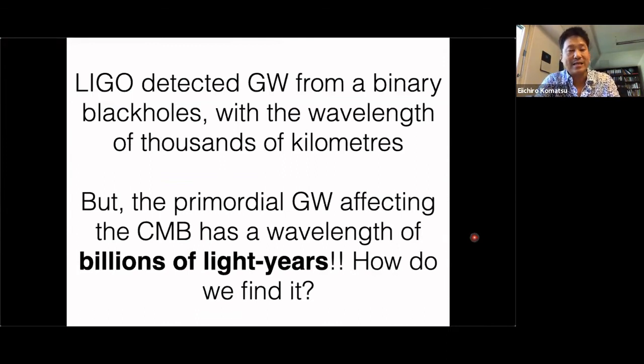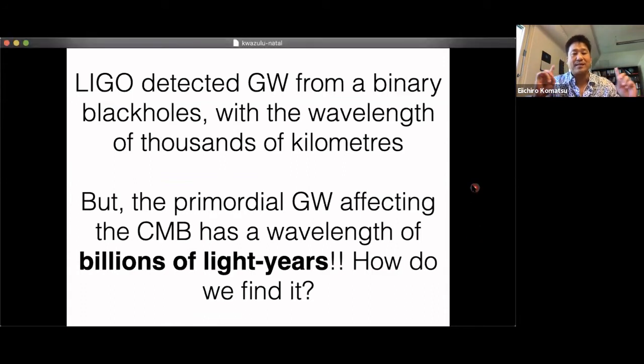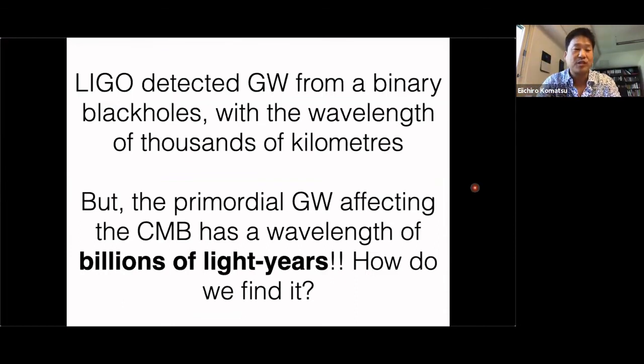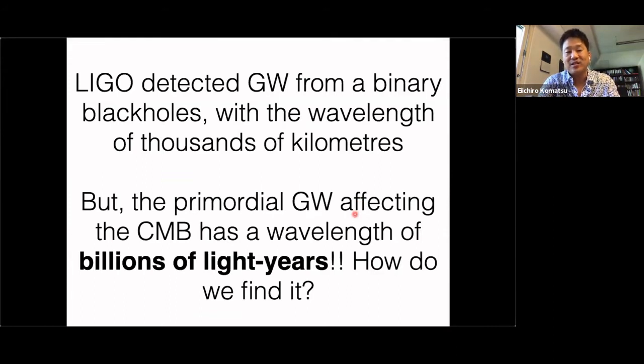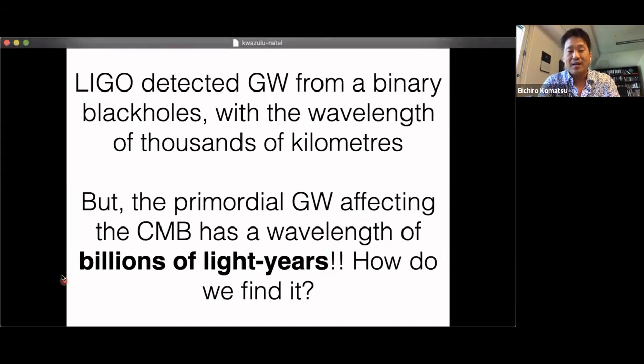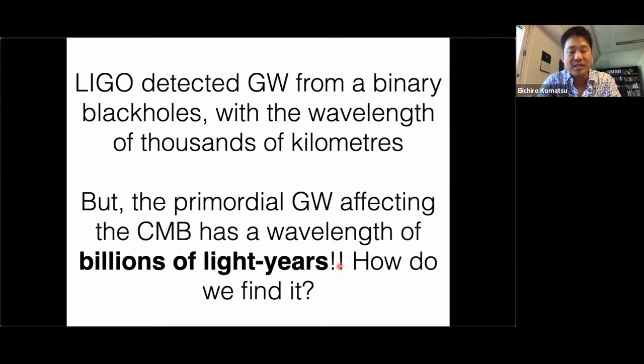And as long as you have detectors like LIGO on Earth, that's the maximum you can ever detect. And you can maybe send laser stations to space like LISA, and you can detect millions of kilometers, but it's not that much. This primordial gravitational wave affecting the CMB has a wavelength of billions of light years today. So how can you ever find it? And in fact, because it has a wavelength of billions of light years, if you see it, it must be inflation. There's no astrophysical origin possible to produce such crazy long wavelength gravitational waves.